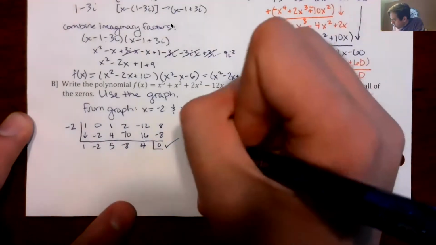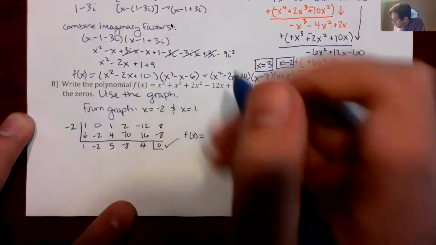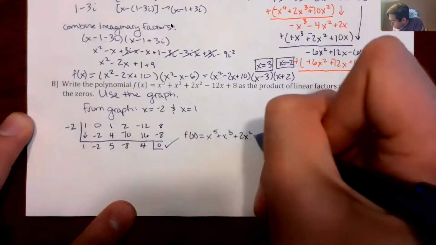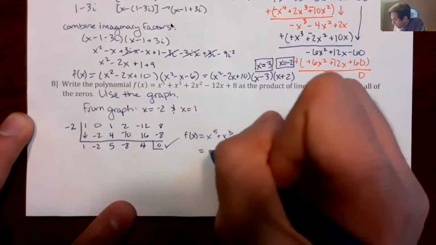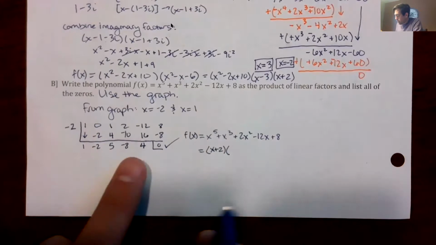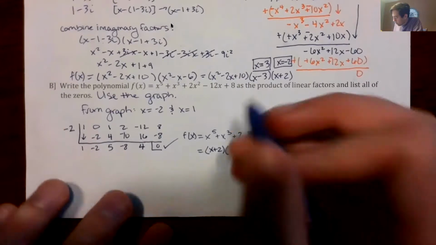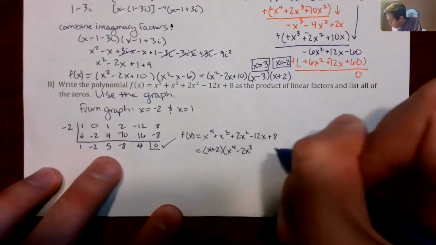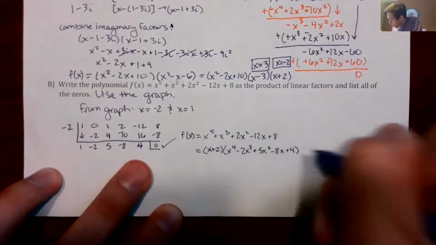So if our original function was, as written, x to the 5th plus x cubed plus 2x squared minus 12x plus 8. Now we're saying that if we pull out x plus 2, what's left over is, and this is a constant, x term, x squared, x cubed, x to the 4th. We have x to the 4th minus 2x cubed plus 5x squared minus 8x plus 4.